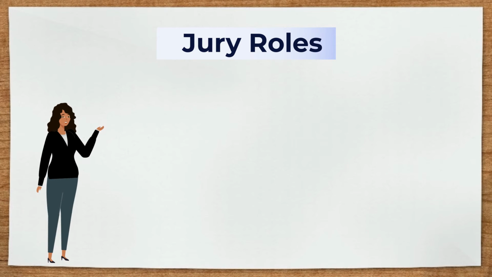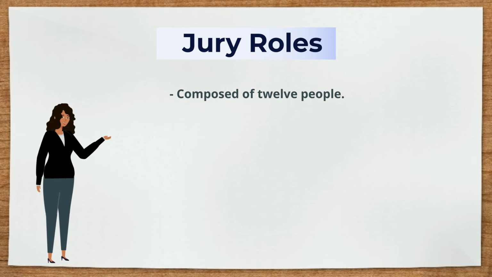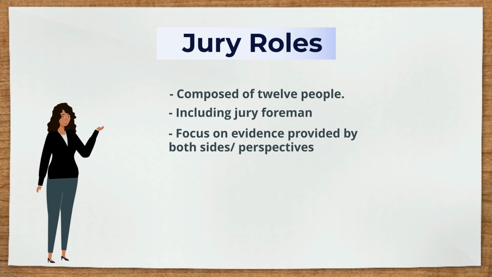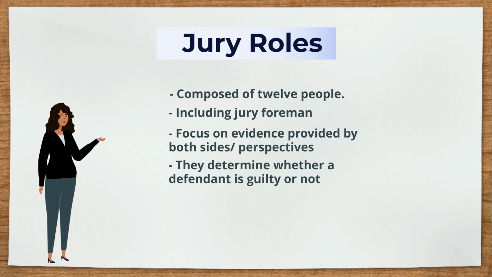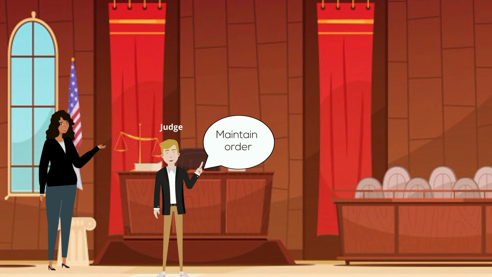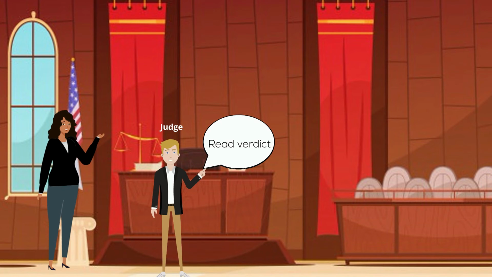Also present during the trial is the jury. The jury is composed of 12 people, one of whom should be named jury foreman. They pay close attention to the evidence provided by both sides and analyze both perspectives to determine whether the defendant is guilty or innocent. Presiding over the entire trial are the judges. They maintain order and assure that proper laws and procedures are being followed. They also read the verdict that was decided by the jury.